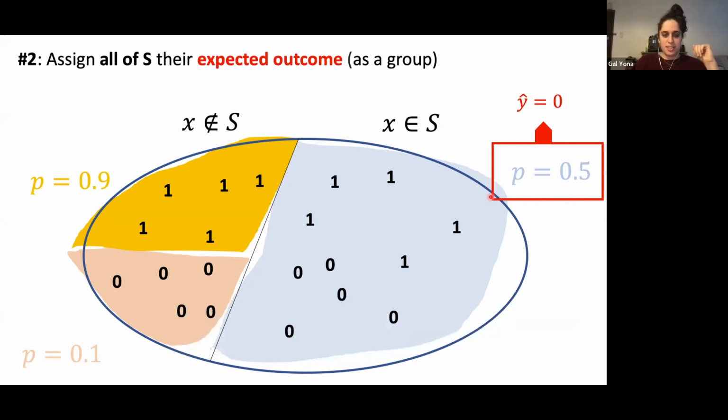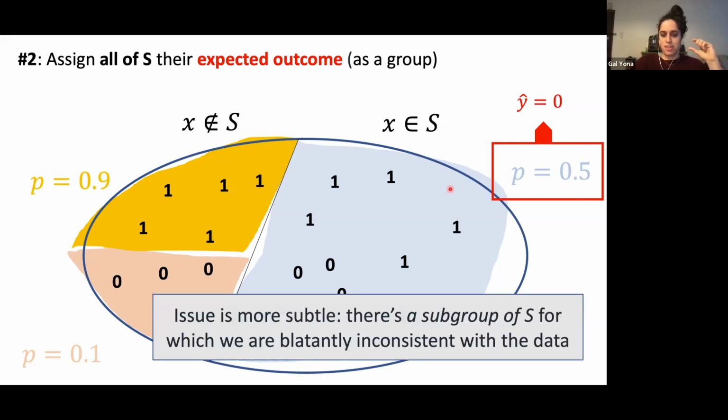The second example is a minor modification of this one, where now for everyone in S, I'm not just giving a prediction of 0, I'm giving them their expected outcome as a group. So here maybe the expected outcome is a half, and I'm giving everyone in S a prediction of a half. Note that since a half is smaller than the threshold of 0.6, it ends up being the same in terms of the binary decision. Still, no one in S is getting this resource.